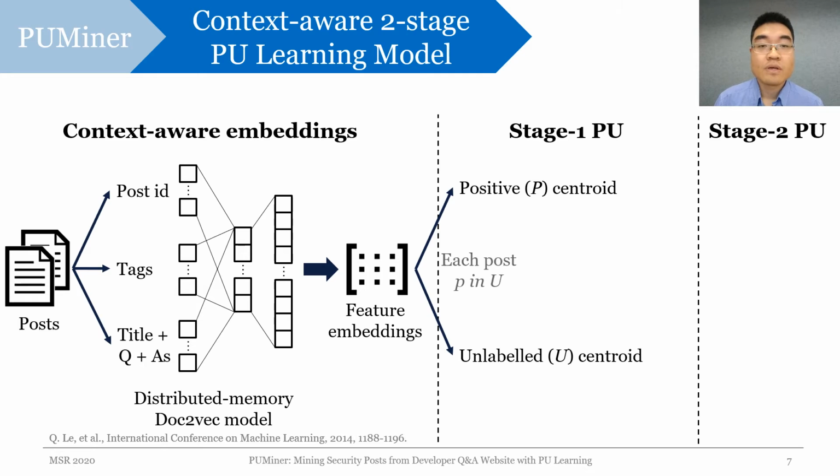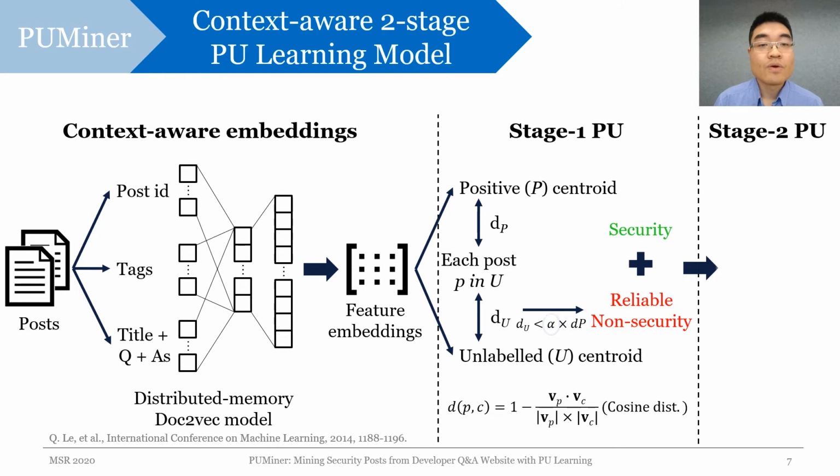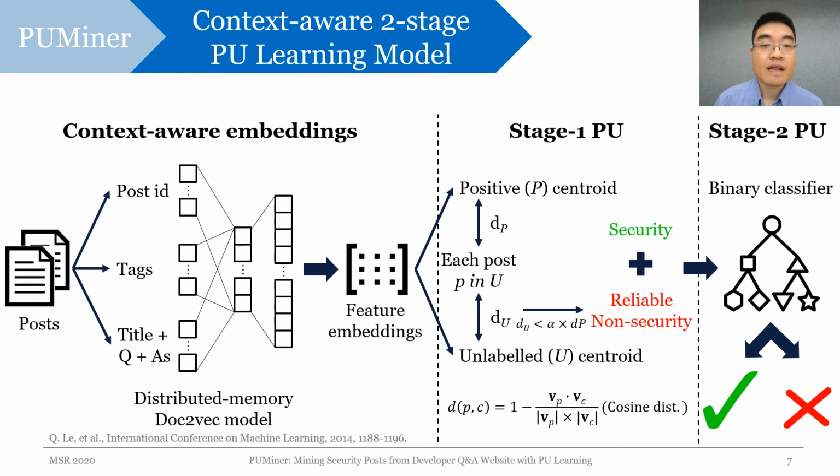After that, we compute the cosine distance from each unlabeled post to these two centroids. If a post is closer to the unlabeled centroid, it will be added as a reliable negative. We also add a learnable coefficient alpha here to make our model more flexible. Finally, we combine the security and reliable negative posts to create a dataset for training a binary classifier in stage 2 to determine the security relevance of a post.